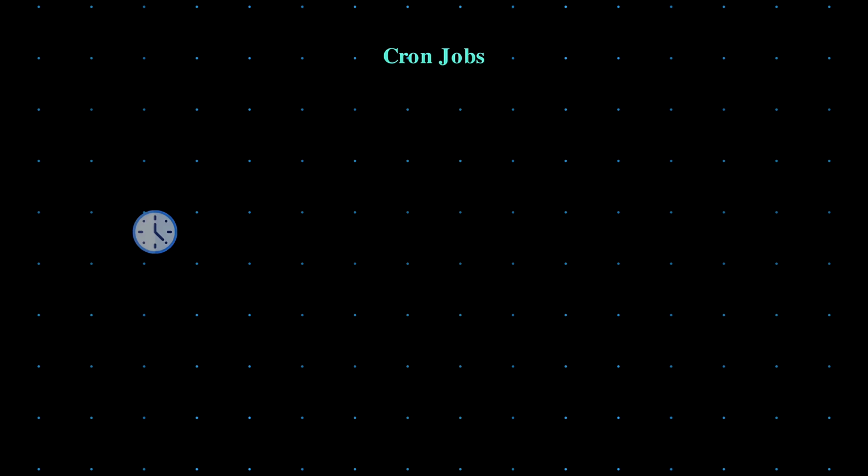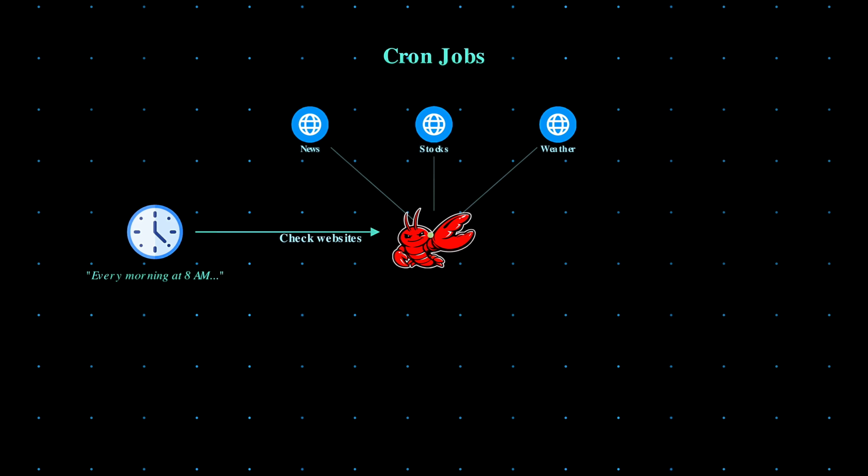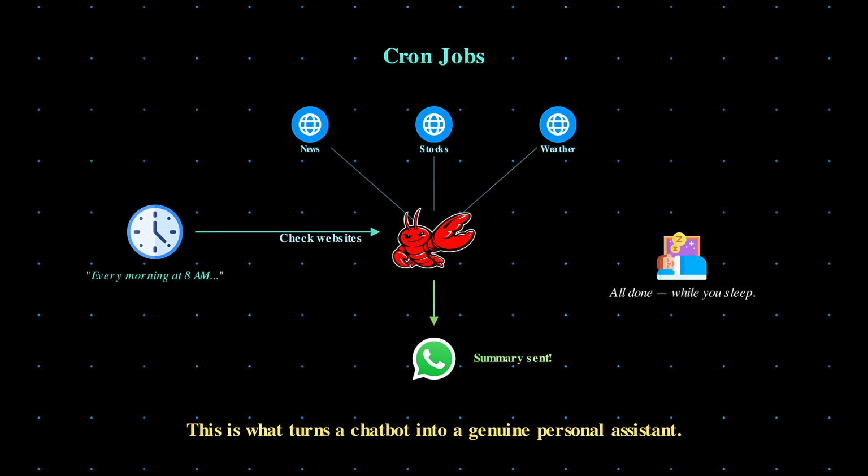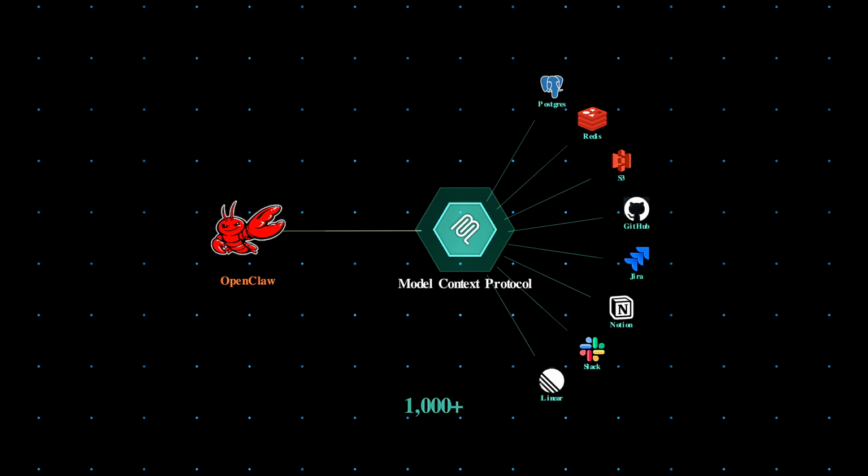Cron jobs let you schedule recurring tasks. Every morning at 8 a.m., check these websites and send me a summary on WhatsApp. The assistant works while you sleep. This is what turns a chatbot into a genuine personal assistant, one that works for you even when you're not talking to it. But there are thousands of tools out there.